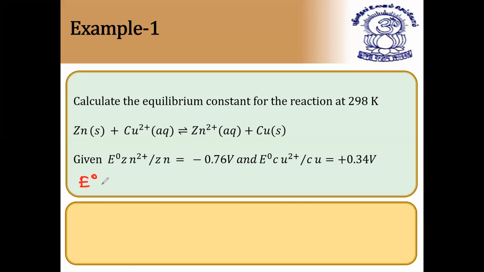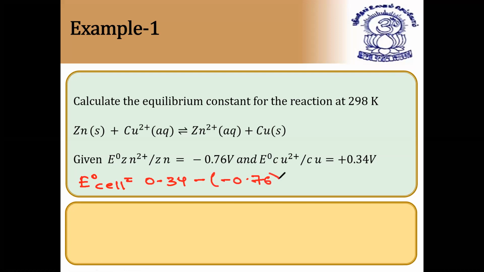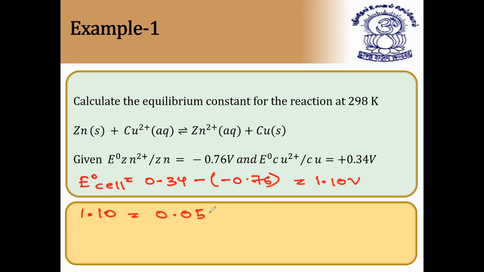So E degree of cell is equal to E degree of the cathode, 0.34, minus the anode, minus 0.76, which is equal to 1.10 volts. Now, what is the relation between E degree of cell and the equilibrium constant? E degree of cell is equal to 0.059 by n, that is 2 electrons, into log base 10 Kc. No need to write base 10, you can simply write Kc. Now we have to find log Kc.